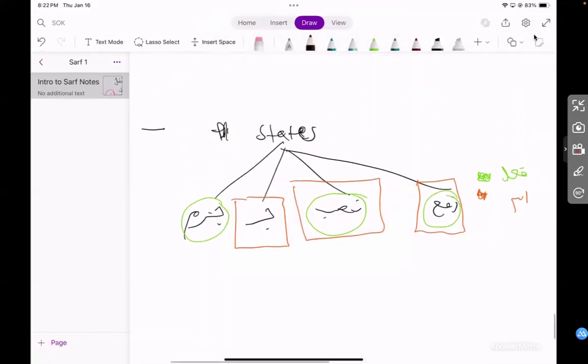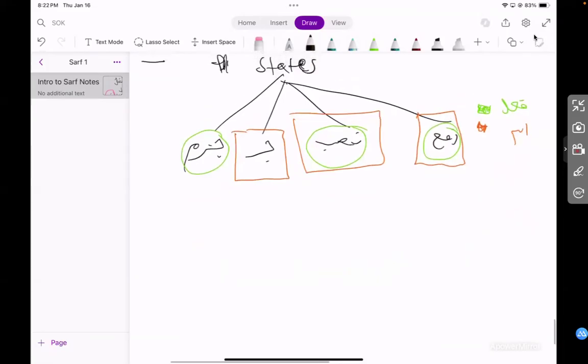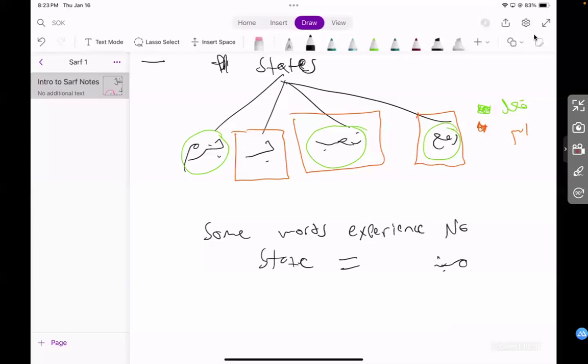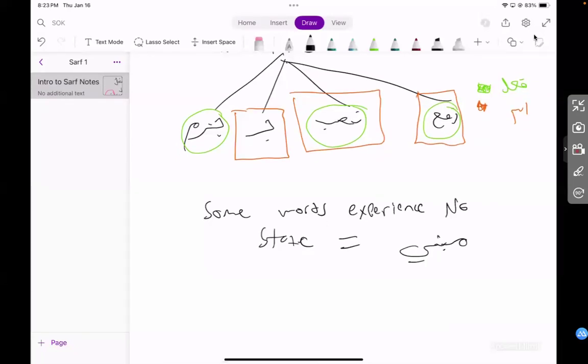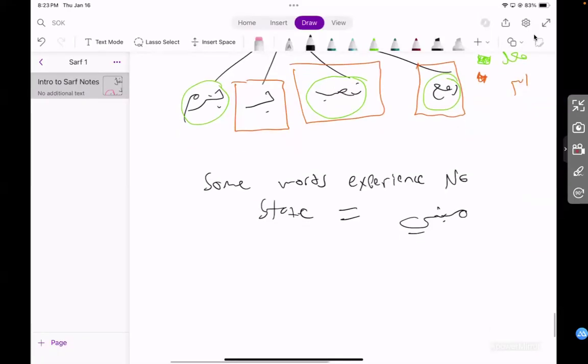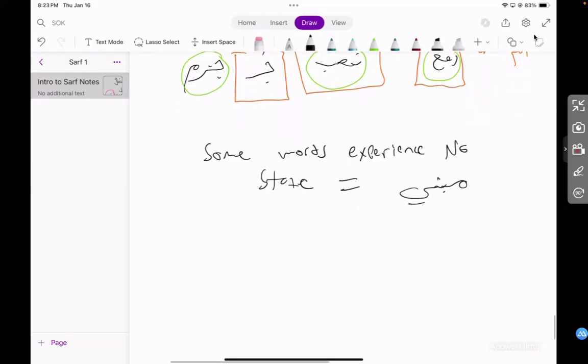And while you're discussing this, it's probably good to note that then you have some words which experience no state, right? We call those words mabni, right? So no matter what happens, no matter what type of amil or agent you put in front, it will not affect a mabni word, right?